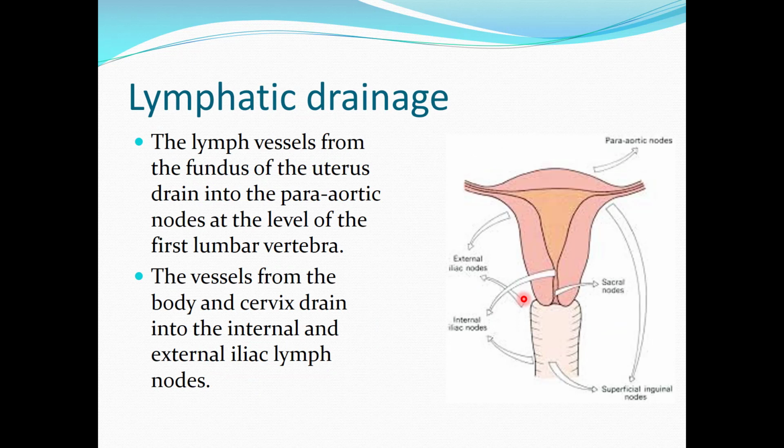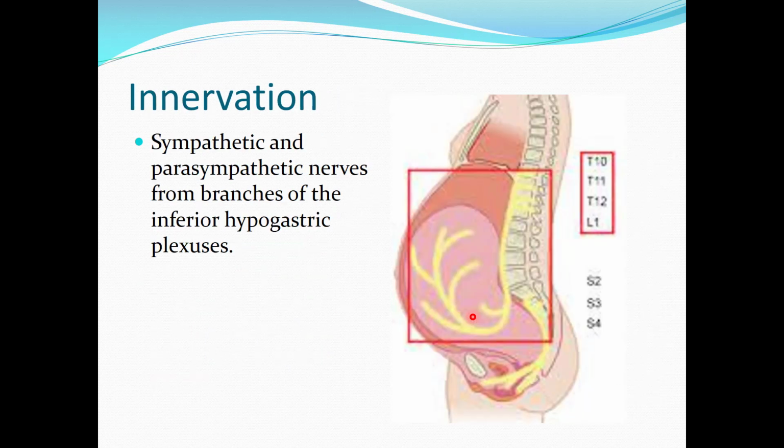Now, what is the lymphatic drainage of the uterus? The lymph vessels from the fundus of the uterus drain into the para-aortic lymph nodes. Remember, these para-aortic lymph nodes are present at the level of the first lumbar vertebra. The vessels from the body and the cervix drain into the internal iliac lymph nodes and the external iliac lymph nodes. So remember 3 types of lymph nodes here. One is para-aortic lymph nodes, then external iliac lymph nodes, and internal iliac lymph nodes. Innervation: sympathetic and parasympathetic nerves from the branches of the inferior hypogastric plexus are innervating the uterus. Okay, inferior hypogastric plexus.